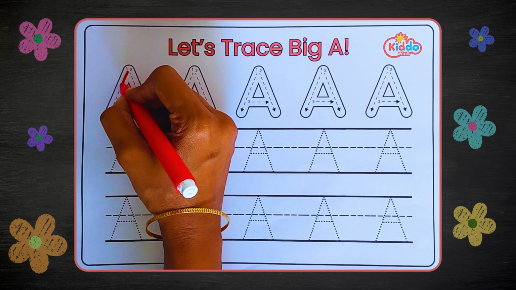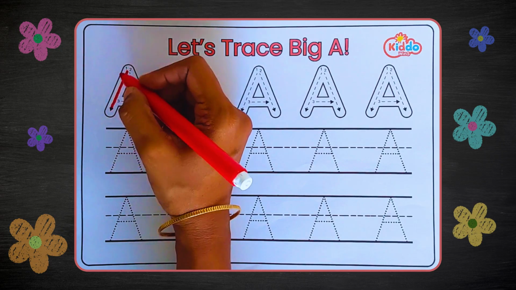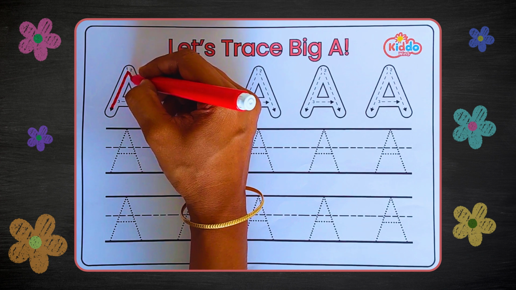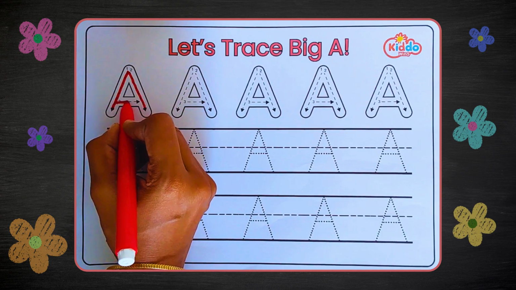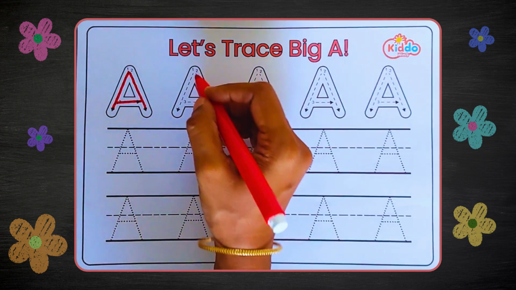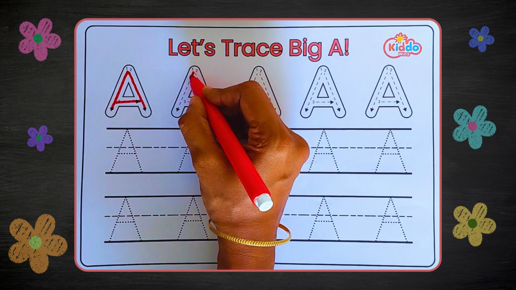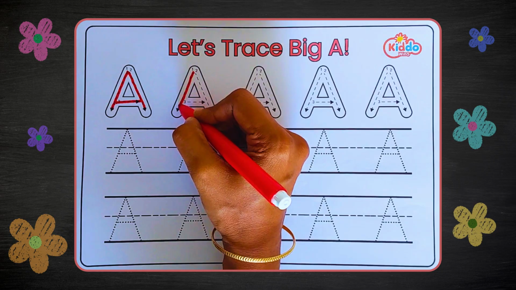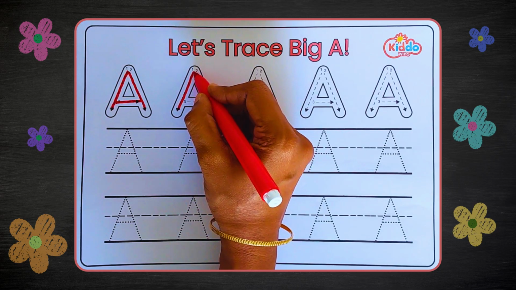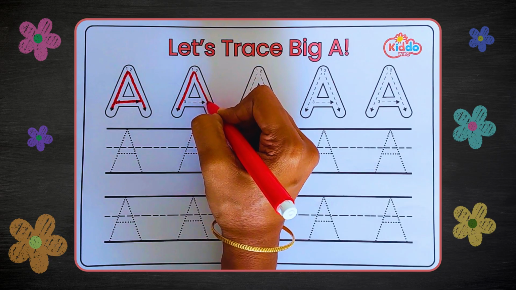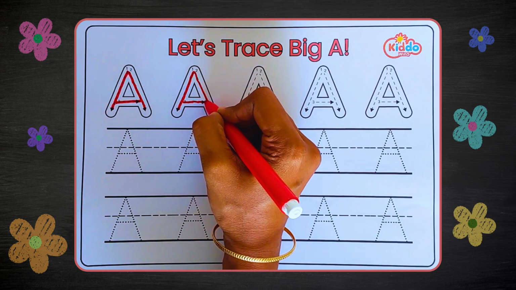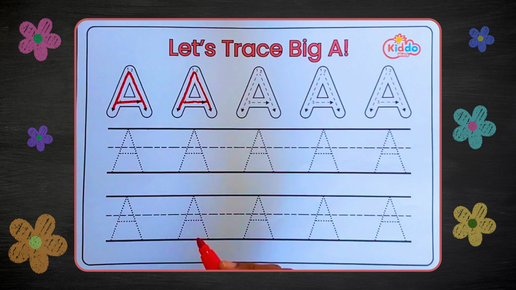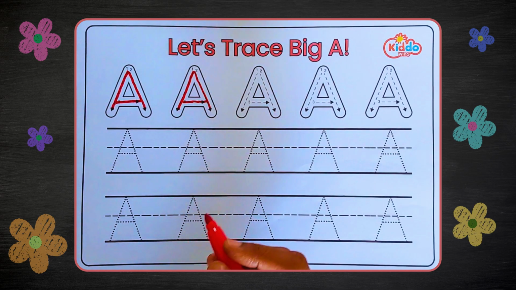Start at the top, go down, down, down to the left. Now go back to the top, go down, down, down to the right. Now draw a line across. Great! We made a big A.